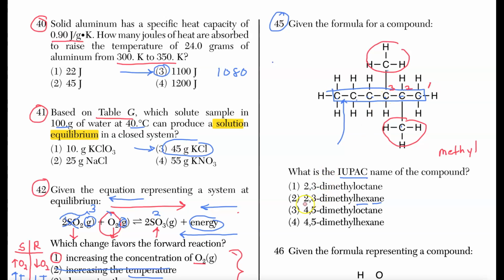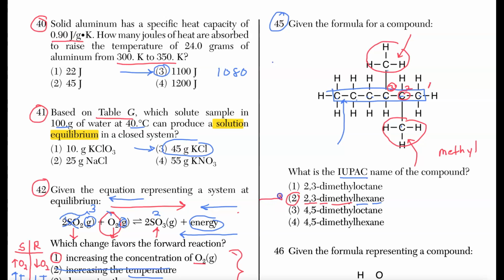So the attaching groups have to have the lowest number. The numbers are there to tell you where the methyl groups are. Notice the "di" tells you there are two of the same. But the 2,3 means on the second carbon, I've got a methyl group. On the third carbon, I've got another methyl group. We don't use the bigger numbers. So this is the answer.